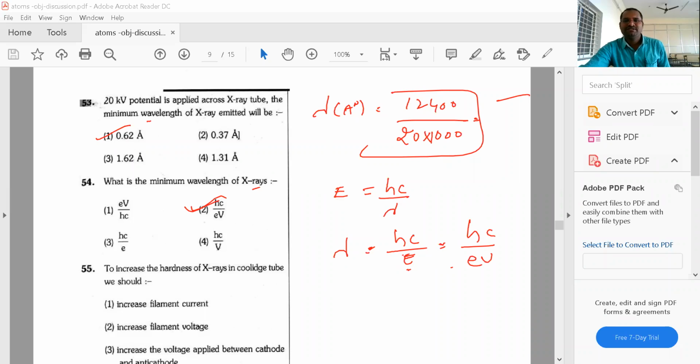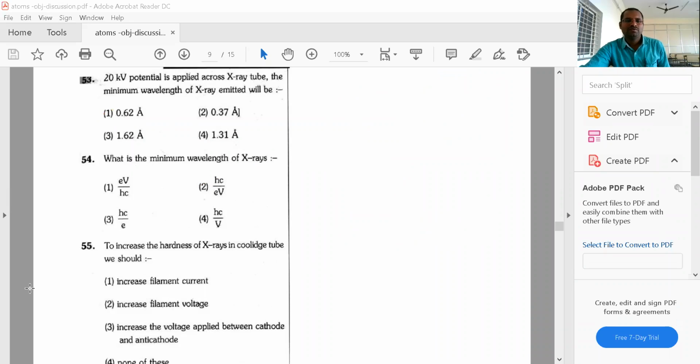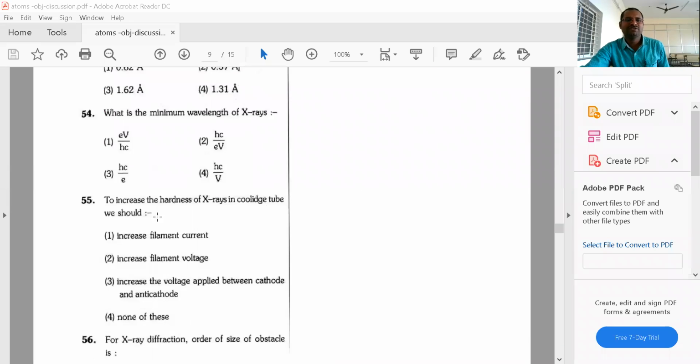Question number 55, a direct conceptual question. To increase the hardness of X-rays in an X-ray tube, what to do? Frequency should increase. How can we increase the frequency? By increasing the potential difference, so increasing the voltage applied between anode and cathode. Increasing the filament voltage is wrong. We need to increase the voltage between anode and cathode. Don't get confused here.